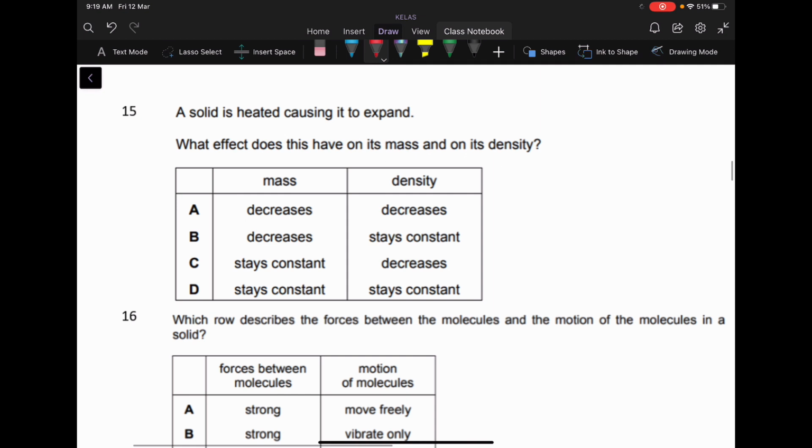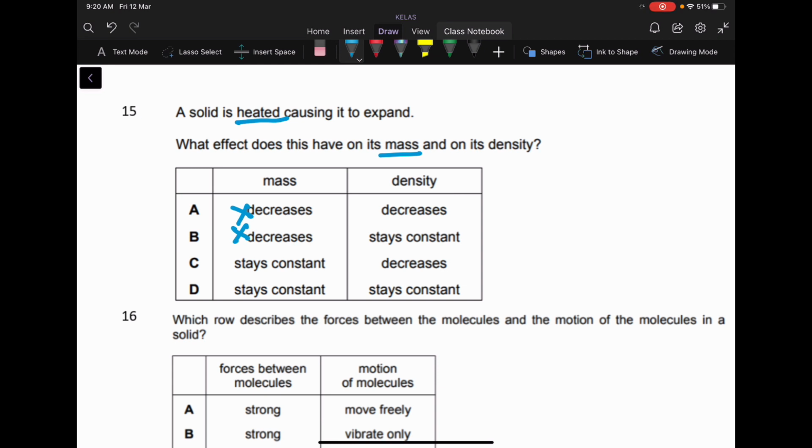Now, next question. A solid is heated, causing it to expand. What effect does this have on its mass and on its density? Mass is about the quantity of matter in an object. So mass will not change if you don't change the amount. You just heat it, you don't add the number of particles, so it's still the same.